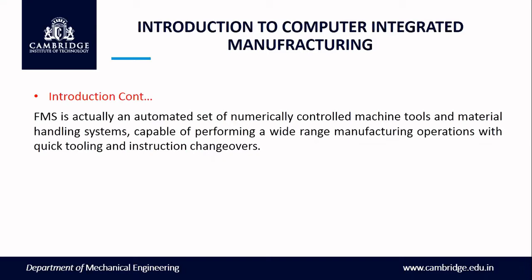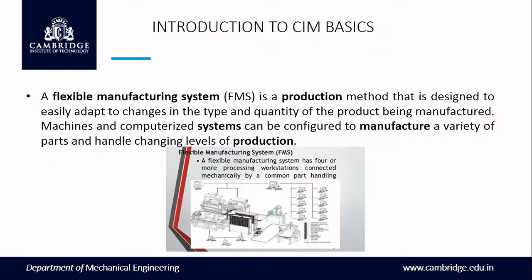Flexibility in manufacturing system is nothing but we have to adapt to the changes of the market. That is the case. Now, a flexible manufacturing system is a production method that is designed to easily adapt to changes in the type and quantity of the product being manufactured. Machine and computerized system can be configured to manufacture a variety of parts and handle changing levels of production. A flexible manufacturing system has 4 or more processing workstations connected mechanically by a common part handling.